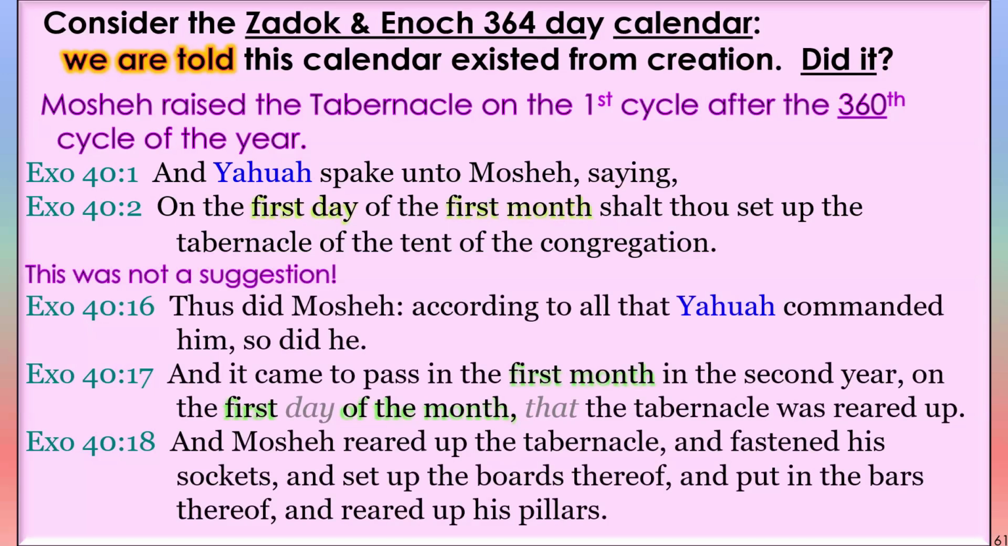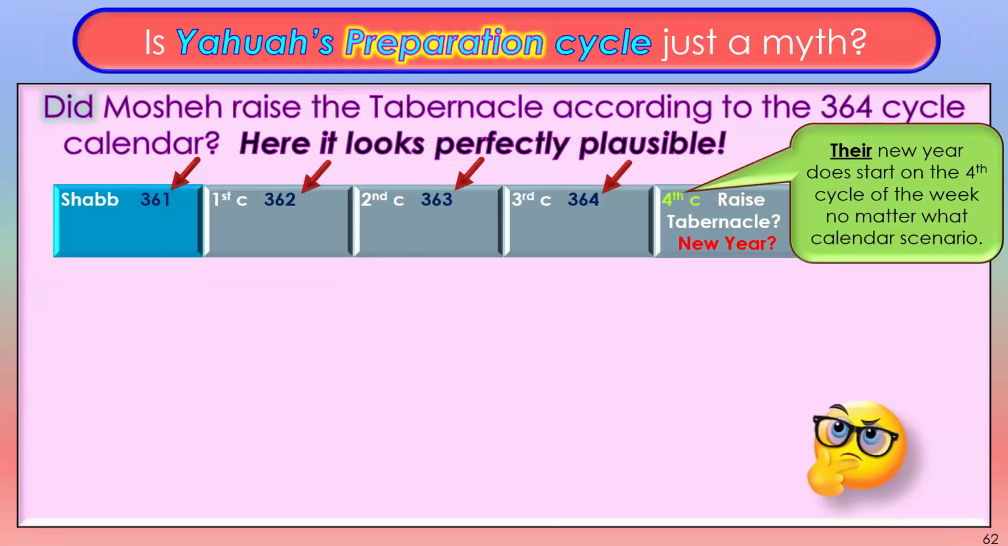Then we read in verse 16, Thus did Moshe according to all that Yahuwah commanded him, so did he. And it came to pass in the first month, on the second year, on the first day of the month, that the tabernacle was reared up. And Moshe reared up the tabernacle and fastened his sockets and put the boards thereof and put in the bars thereof and reared up his pillars. It was accomplished exactly as Yahuwah commanded. Is Yahuwah's preparation cycle just a myth? The preparation cycle. What is a preparation cycle for?